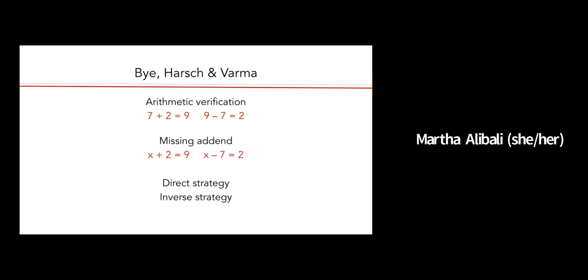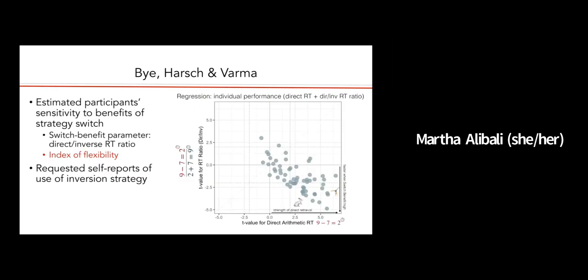runs through these talks. In the work by Bai, Harsh, and Varma, as you know, the focus was on missing addend problems and their relation to arithmetic verification. And there were two potential strategies that students could use. The heart of the matter here was this idea of the switch benefit. Was there a benefit for people in solving subtraction problems, in particular for switching to a more direct arithmetic strategy?